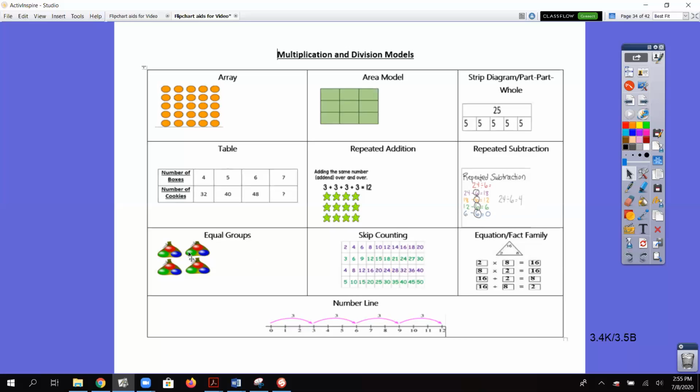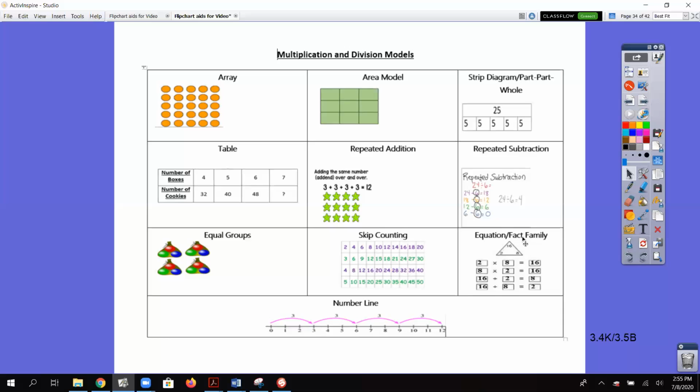Equal groups is just, with multiplication and division, the important thing is you have to have equal groups. If not, then it's not multiplication division. So here you have 4 groups of 3. Okay, so then you move on to skip counting. You can skip count with any number. You can skip count by 2s, by 4s, by 6, and a 100 chart. You can use a 100 chart easily to skip count as well.